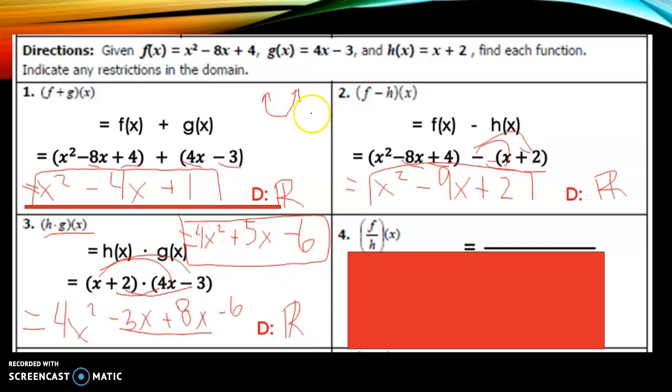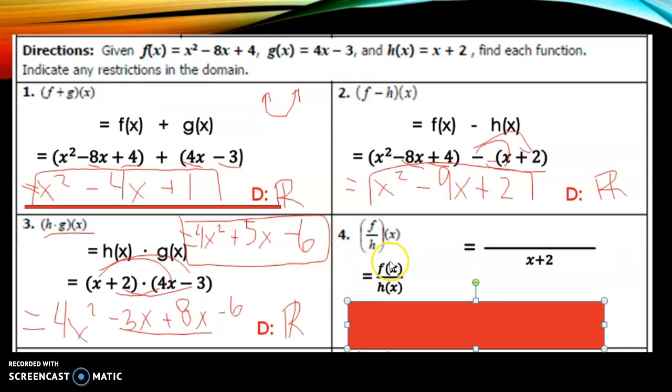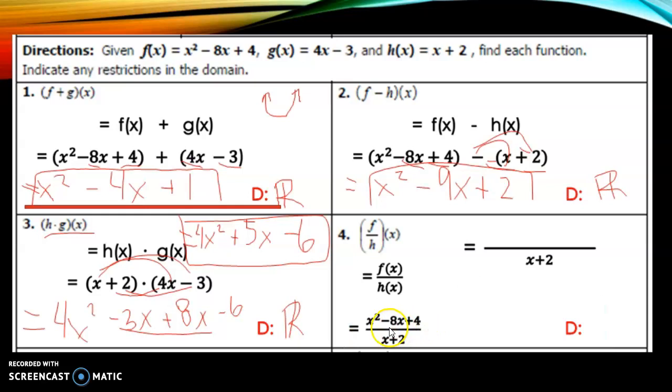Alrighty, keep moving on. Here we go. Number 4. F is being divided by h, so the function f is being divided. So this time, we write our function f on top of a fraction. And then we're going to write on bottom the function h. So our function f is x squared minus 8x plus 4. That's on top of our fraction. On bottom, well, h is actually just x plus 2.